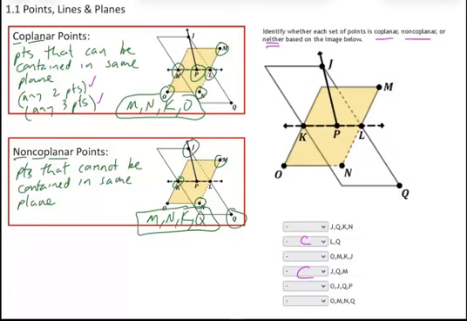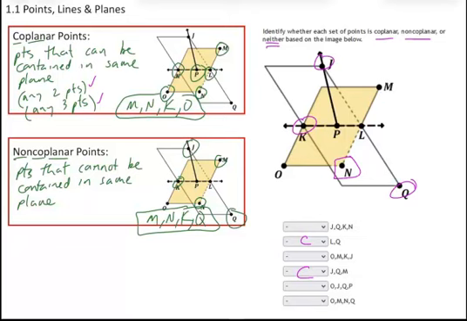Now I'm going to go through the individual sets. So J, Q, K, and N. If I look at J, Q, K, those 3 points are on the unshaded plane. Is N on that as well? Now, be careful how you view the two-dimensional representations of three-dimensional space. This is like two planes forming an X or a T, right? Can you guys kind of see that?